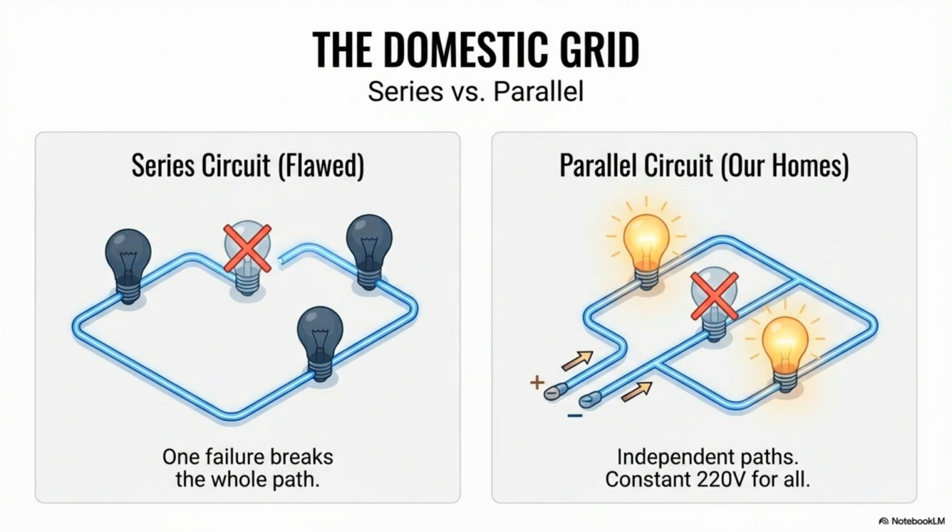Domestic wiring uses parallel circuits because they ensure that a failure in one appliance does not break the entire path, unlike a flawed series circuit. In parallel, all devices receive a constant 220 volts.